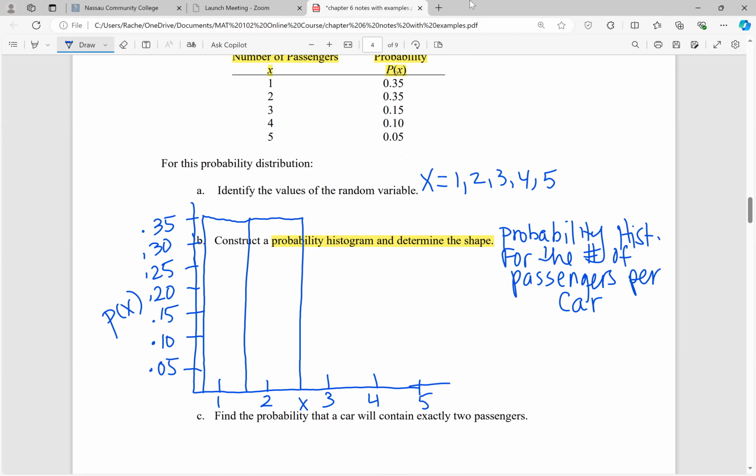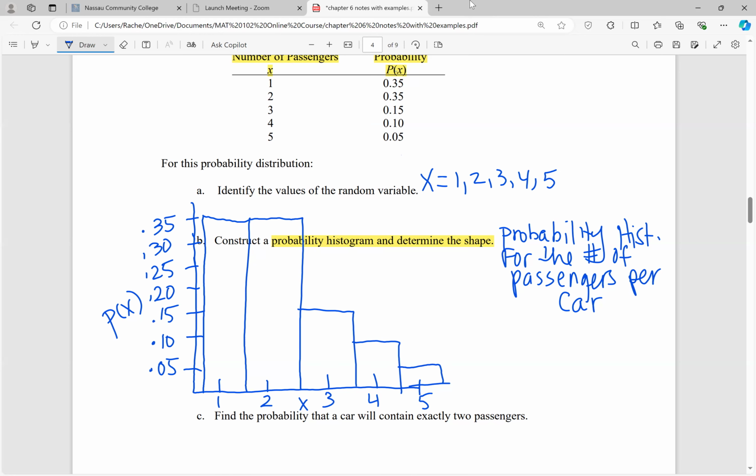Now the bar over 3 is going to have a height of 0.15 because that's the probability that x is equal to 3. The probability that x equals 4 is 0.10, so the height of that bar is going to be 0.10. And then the probability that x equals 5 is 0.05, and that height is going to be 0.05. So this is what this table would look like in the form of a probability histogram.